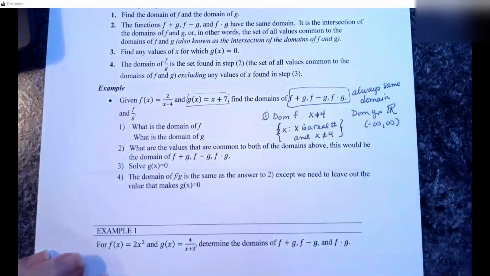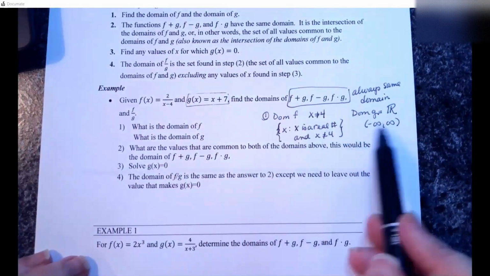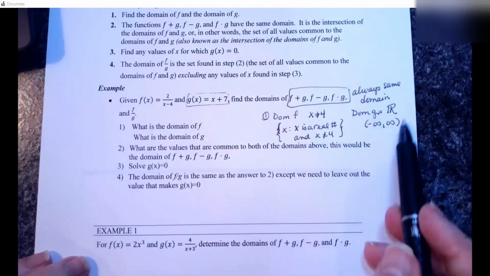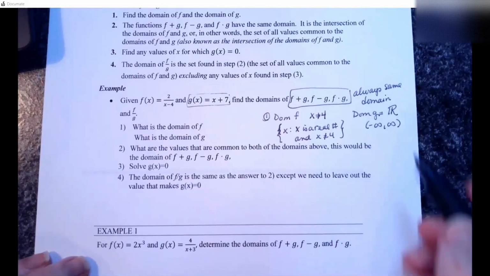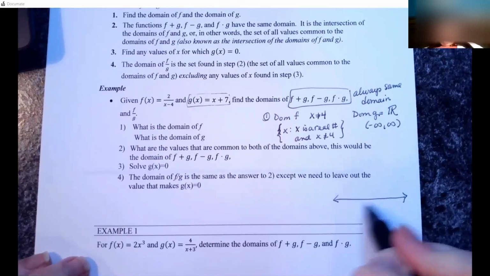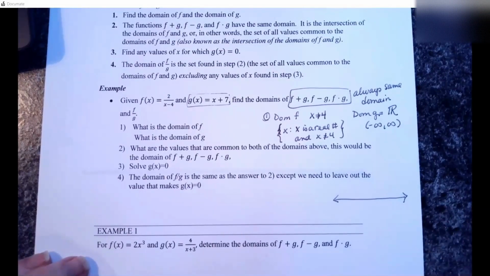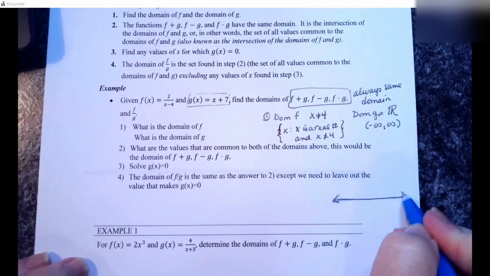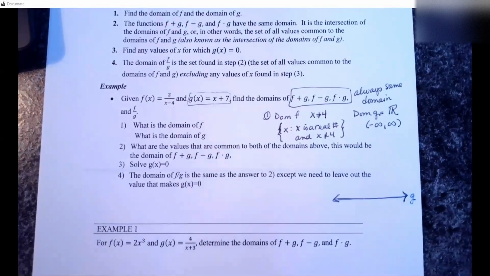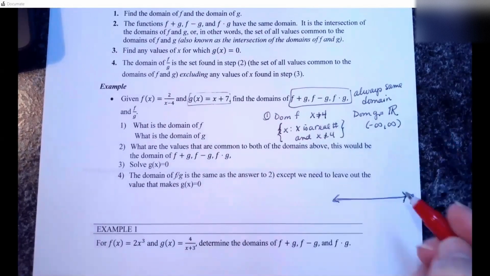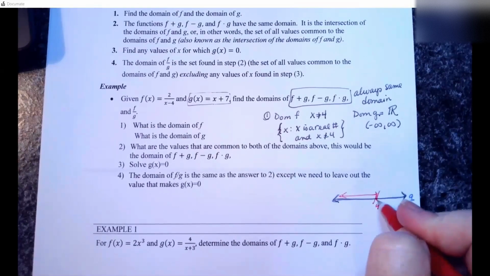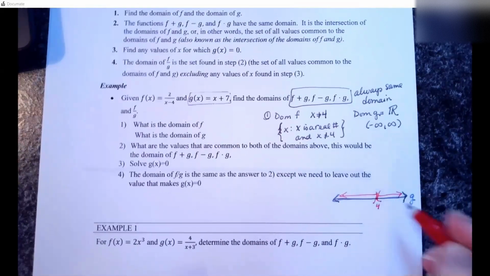Okay. Now, the question is, what do these two sets have in common? Well, the domain of G is everything. If you're looking at it on a number line, it would be from here all the way over to here. And the domain of F is everything except 4. So if this is 4, the domain of F would go this way and this way. So everything except that one number.